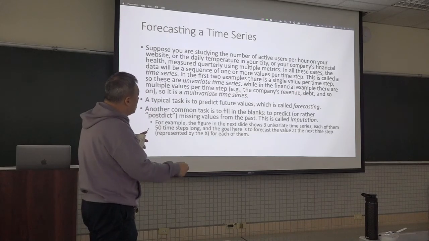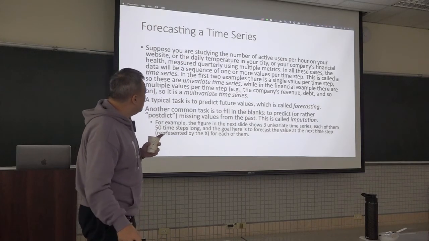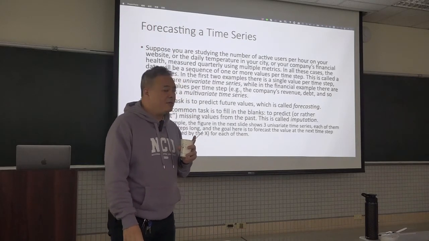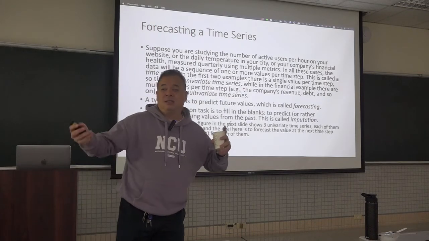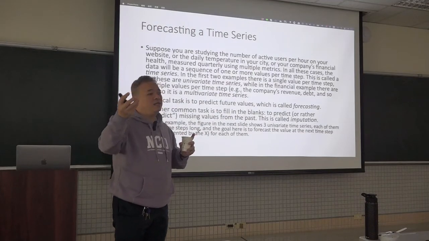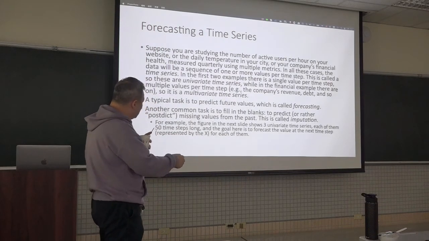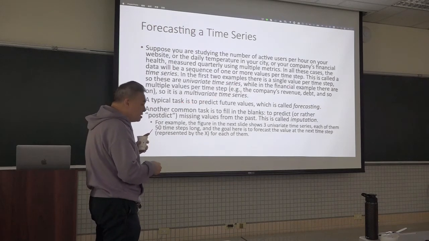But the third one, you want to measure the company's financial health. The company's financial health is normally measured by multiple metrics, and each metric may have a number. For example, you can measure the company's health by the company revenue, the company debts, and maybe the company stock price. So each one obviously has a number at a timestamp. So this is also time series data, but we call that a multivariate time series.